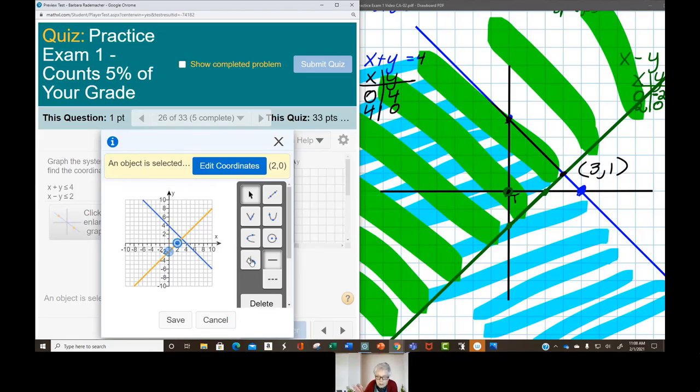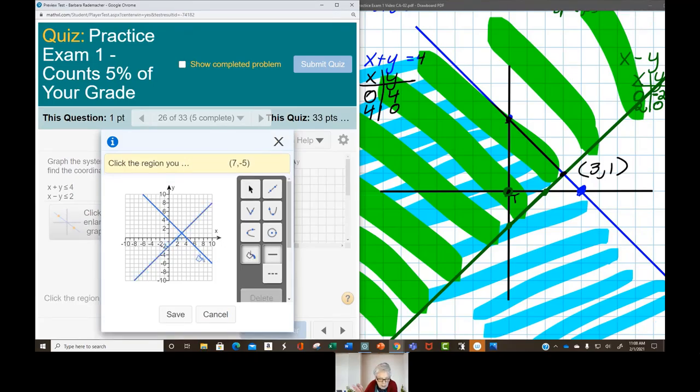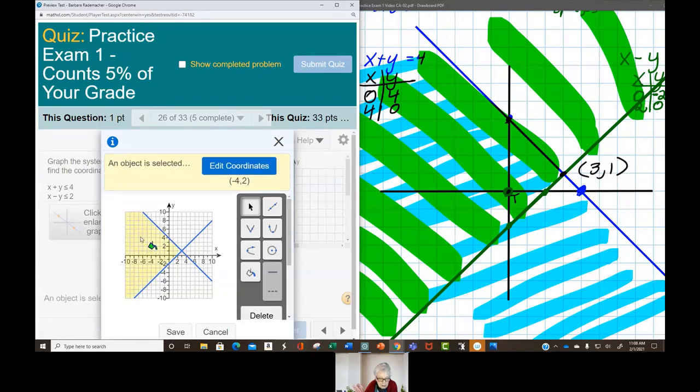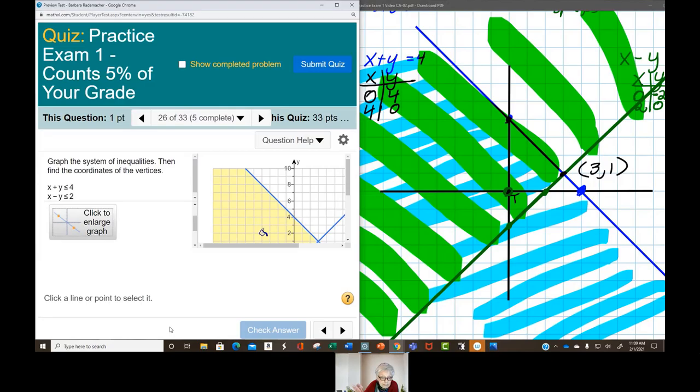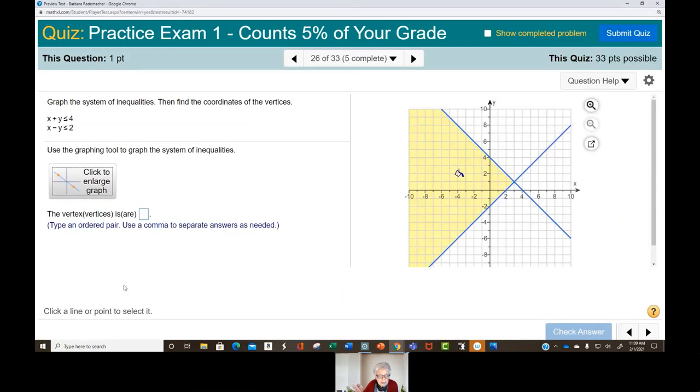All right, and I'm going to drag my paint bucket here. You've got to do an extra little click. Used to be you could just drop it, drag and drop. Not anymore, they changed it. I thought it was cool. All right, now, 3-1.